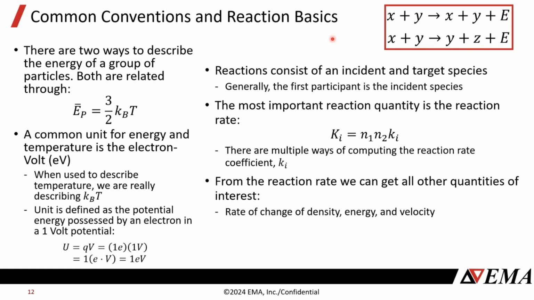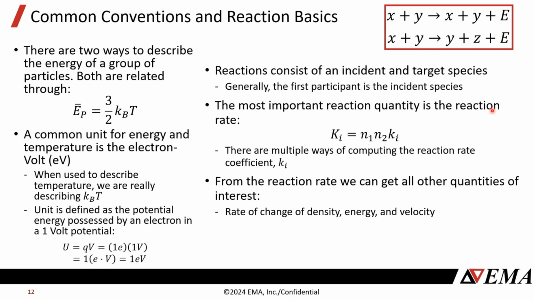And so we will often describe the reactants in terms of an incident and a target species. And generally speaking, the first participant is going to be the incident species, and this is usually going to be a plasma particle or a charge carrier in general. Later on, you'll see this: whenever we write quantities that are related to the reactants, we will give the quantity a subscript 1 if it's referring to the incident species, and a subscript 2 if it's the target species.